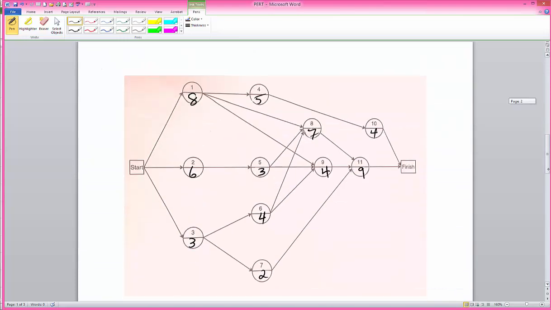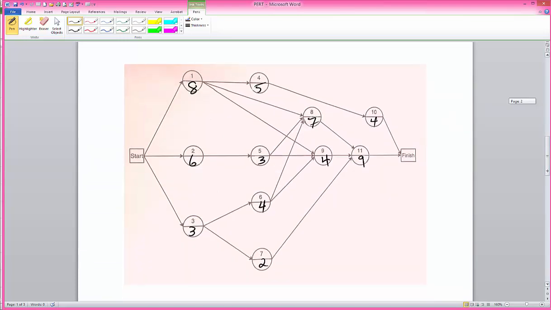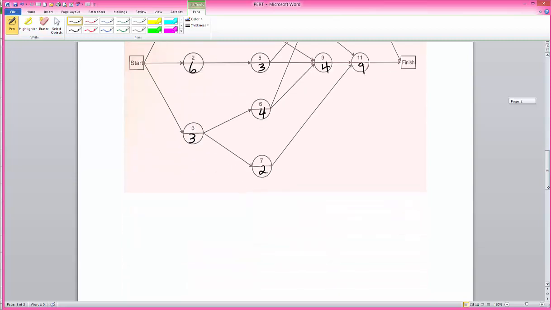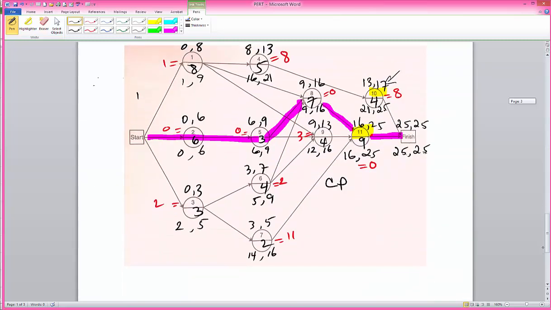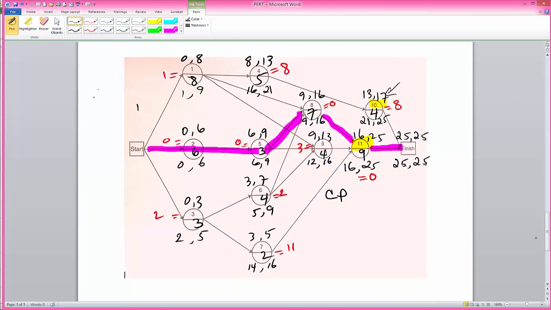Using that method, I have created all the average time estimates, and in this one, I have actually computed the forward and the backward pass. At this point, if you want, stop the video and make sure that you can compute those times on your own. Notice that for activities 10 and 11, since both of those are finishing activities for the project, I have arrows drawn into a finish node, and I use the forward pass.